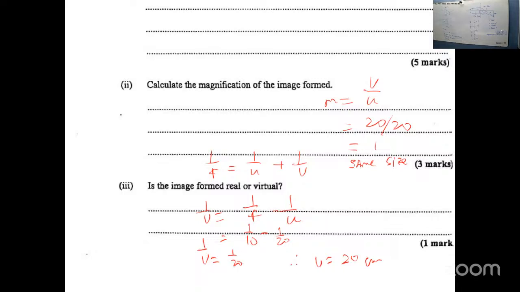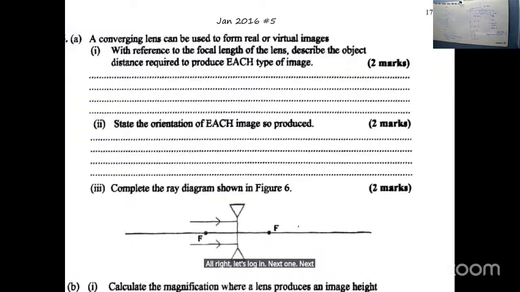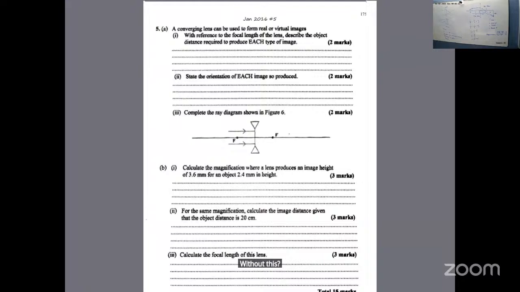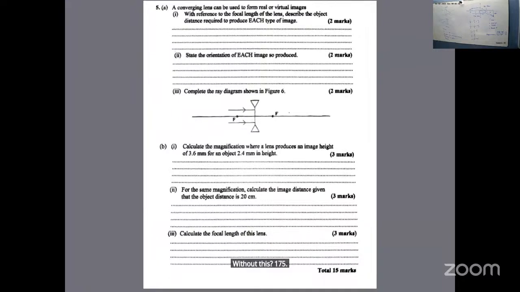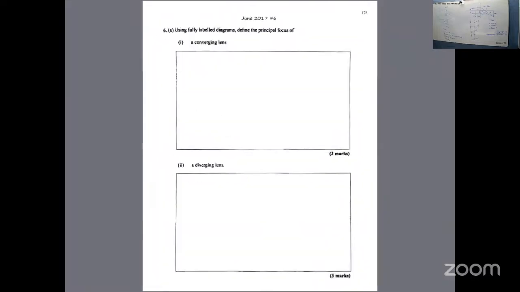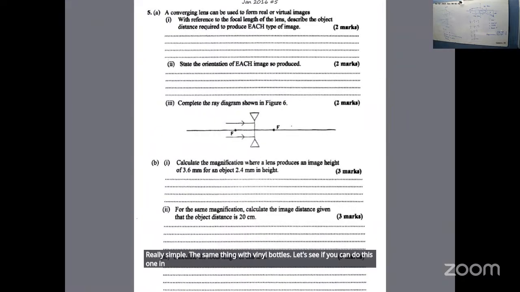All right, let's go again. Next one, that's on page 175. Do that, please. We have 2 more to do. Well, simple, the same thing over and over. Let's see if you can do this one in 10 minutes or less. Page 175.